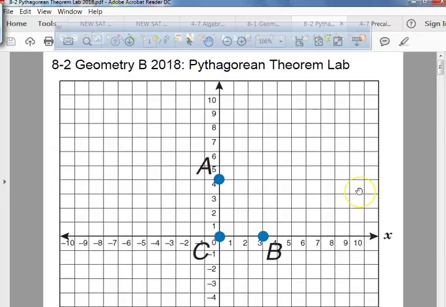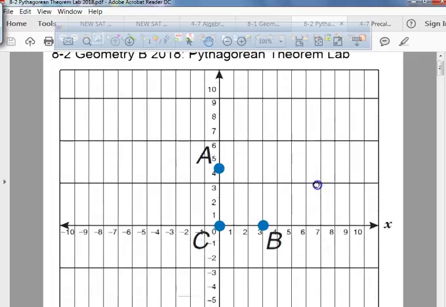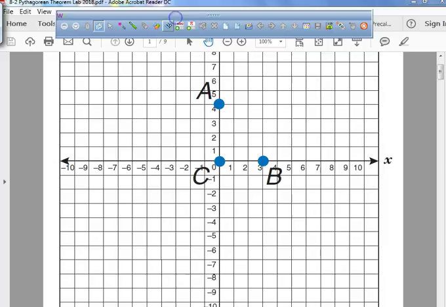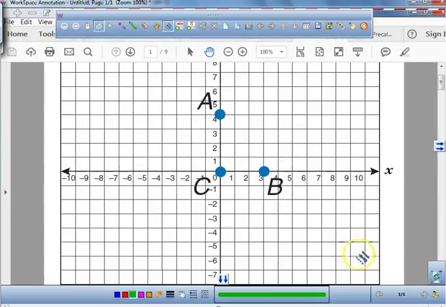Today we are starting our section dealing with the Pythagorean theorem. You guys should have been already introduced to this at some point in your life. But what I want you to do right now is just follow along so you have a better understanding of how the Pythagorean theorem works.